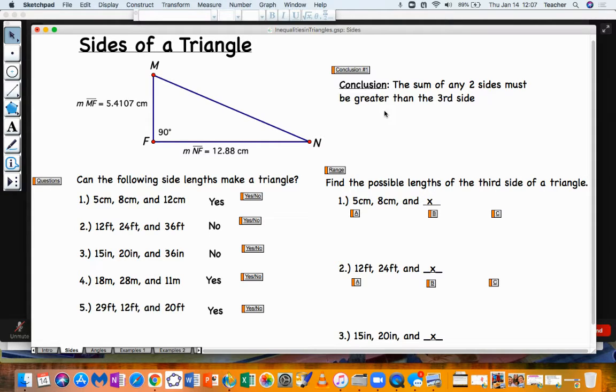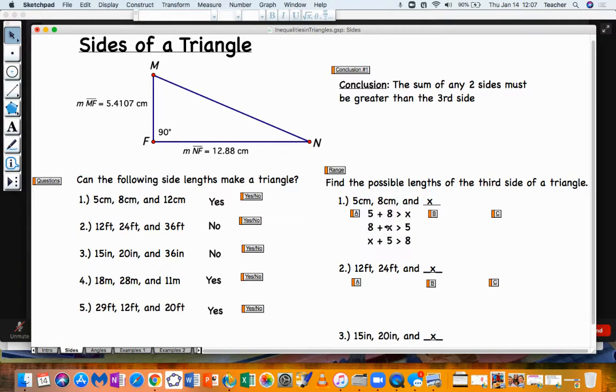All right, so going with this idea, the sum of any two sides must be greater than the third. So 5 plus 8 has to be bigger than the third side. That third side we're going to call x. That means all three of these situations have to be true: the sum of any two sides has to be bigger than the third.